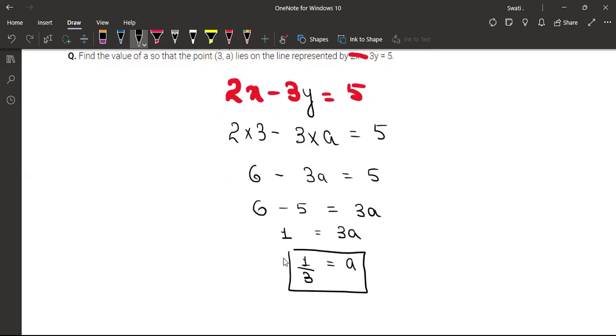And yes, that's the answer. So the value of a, you have got 1 by 3. Clear? Yes. Okay. So if this is clear, let's go to the next question.